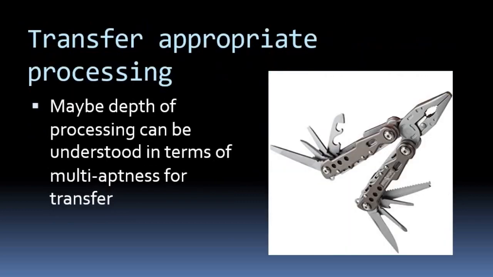So maybe what we want is transfer appropriate processing. Maybe depth of processing can be understood in terms of the multi-aptness for transfer across contexts. So when you've acquired something really deeply, maybe that means that you can recall it across different modes of recall, right? And I don't know, again, this is purely anecdotal experience. Anything that I've learned really, really deeply comes up a lot for me. You think about it across many different contexts. You're like, oh yeah, this is that thing that I really learned the heck out of.